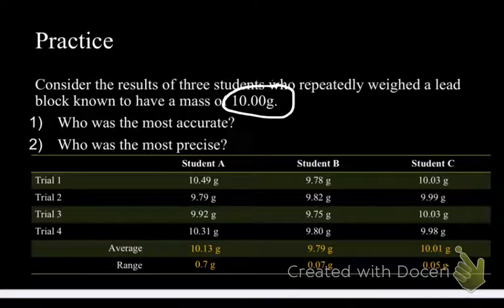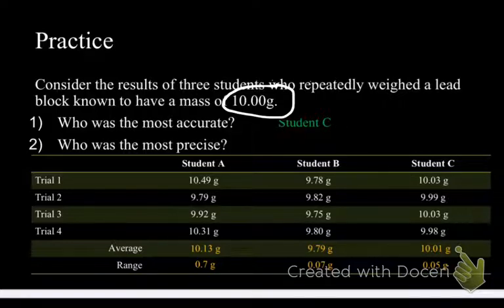Okay, so student A has 4 trials, and the average of these trials is 10.13. Student B also had 4 trials, their average was 9.79, and student C had 4 trials and their average was 10.01. So in looking at these 3 students, we can see that student C was the most accurate, because they are closest to 10.00 grams.